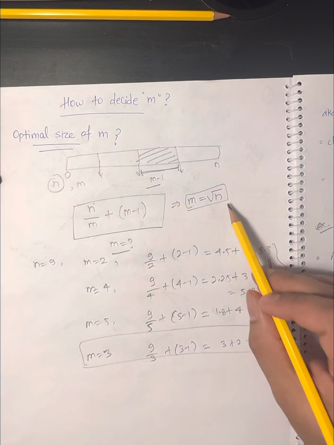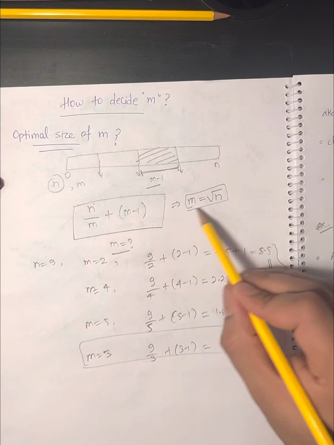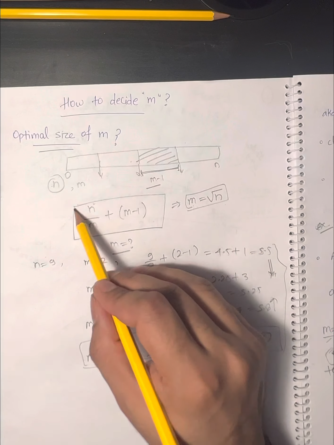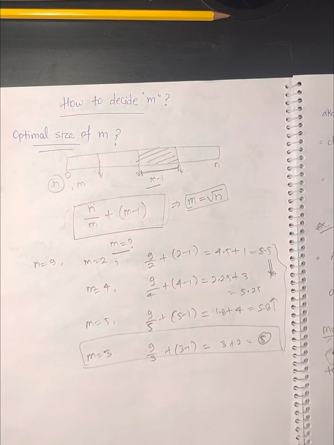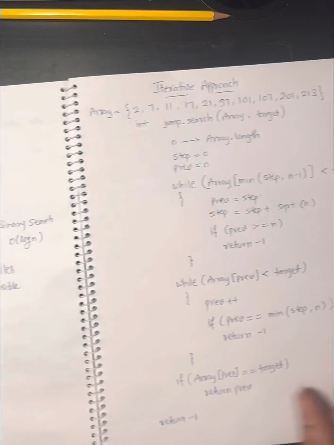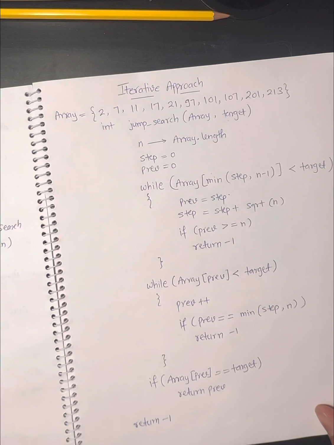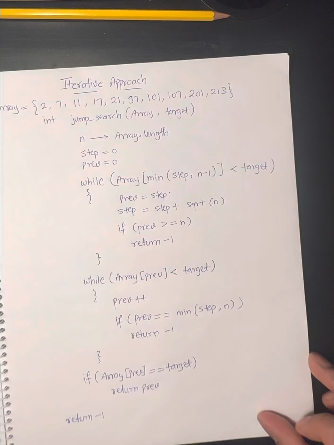If needed, you can comment down how to actually mathematically find m is equal to root n, how to minimize the expression. We can do that separately, but the mathematics is not needed here, so I will skip that part. Okay, so the next part we move to is the algorithm.